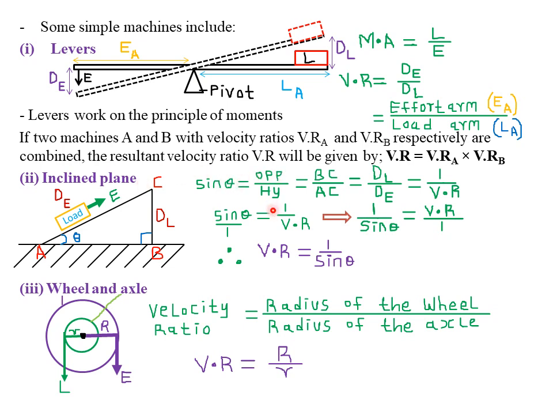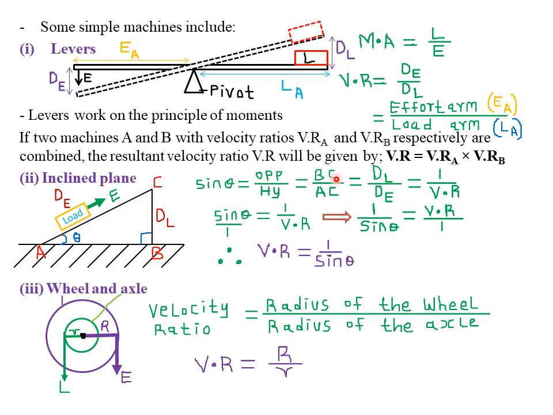Therefore the sine of theta is opposite over hypotenuse. The side which is opposite to our angle theta is side BC, divided by the hypotenuse, the longest side, which is side AC. Now, side BC, if the load moves up to this particular point, corresponds to the load distance. So the load moves from point B up to point C. Remember, the load distance is usually the directly vertical distance. Then this is the effort distance, that is AC.